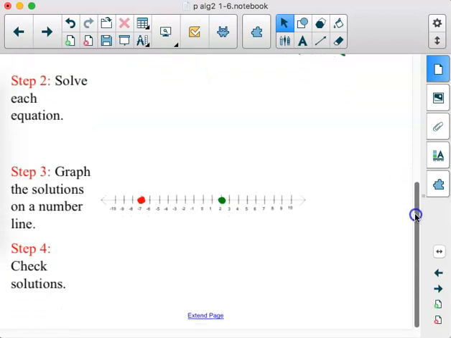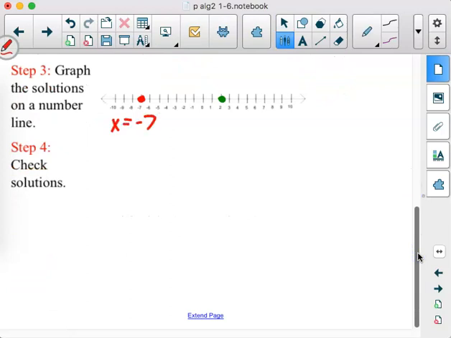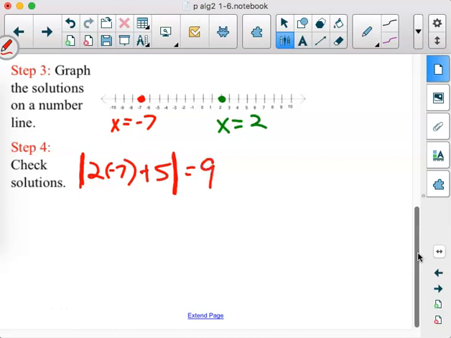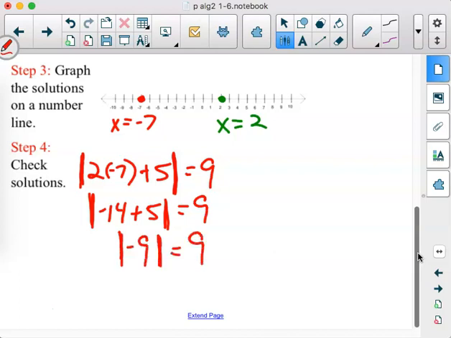So we said x equals negative 7 and x equals 2 were a go. So that better work back in our original, and our original was 2 times x, that's not looking like a negative 7, plus 5. The absolute value of that has to equal 9. Well, let's see. 2 times negative 7 is negative 14. Negative 14 plus 5 is negative 9. Is negative 7 a go? It works. It checks. I'll circle it.